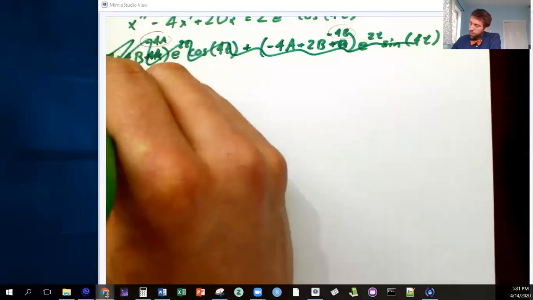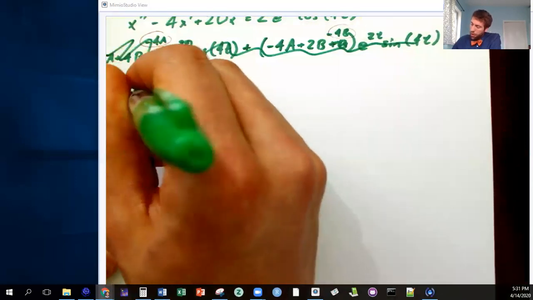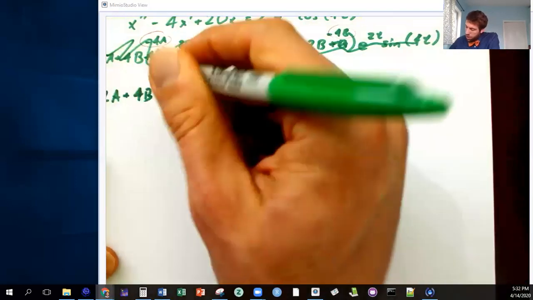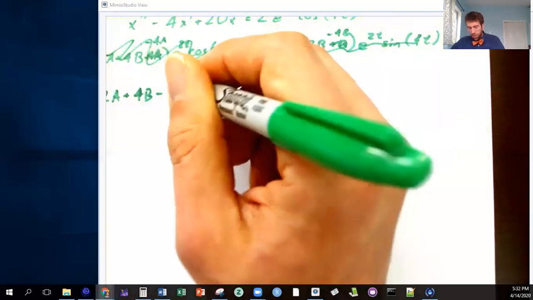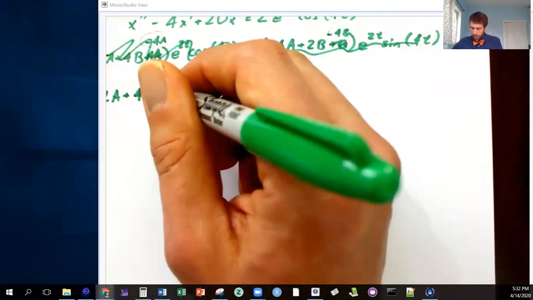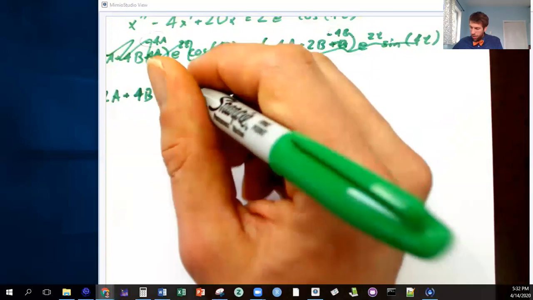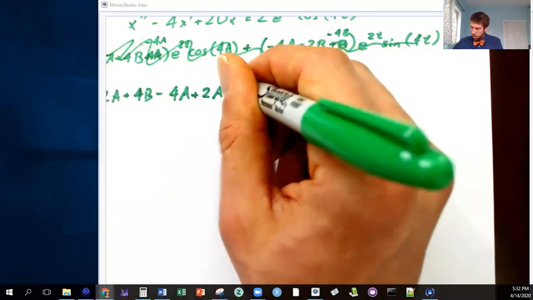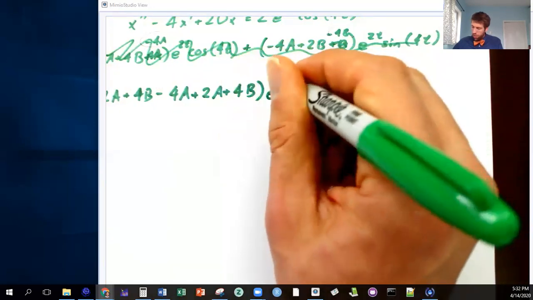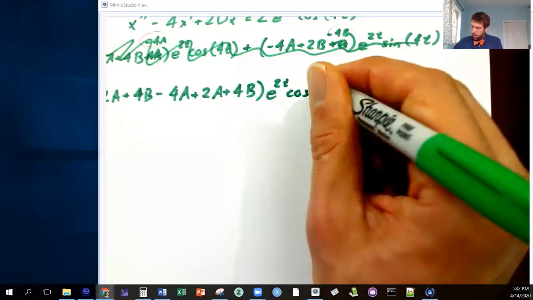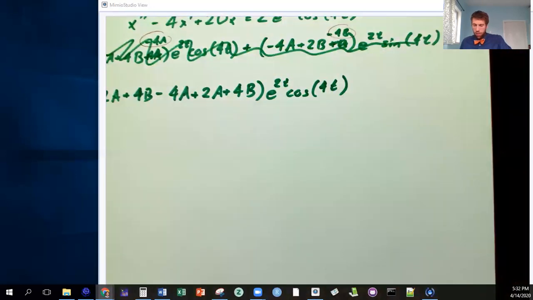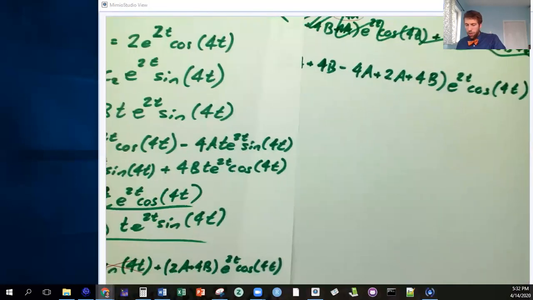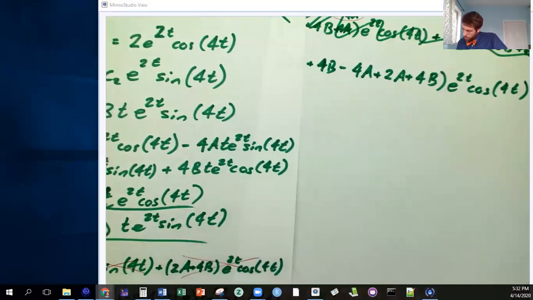So 2a plus 4b minus 4a. This time I have it right because it's minus 4 times that one. But then I forgot e to the 2t cosine 4t plus 2a plus 4b, e to the 2t cosine 4t. So I got that term, which I'm going to mark off over here. Okay, all the other terms have t's in them, so that's good.